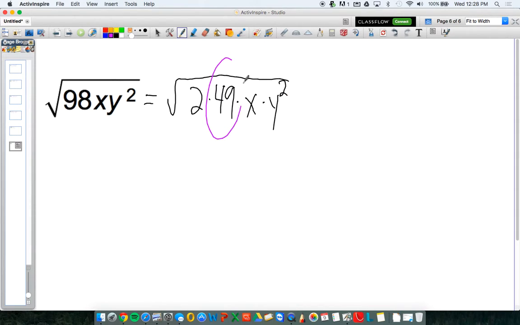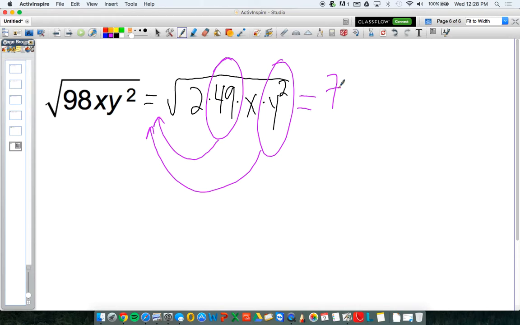So I'm going to circle the things that we can square root in here. We can square root 49, we can square root y squared. These are the 2 things that are going to come out and be on the outside. Everything else is going to stay under the radical. So let's see. The square root of 49 is 7. Y squared is y. And then we have 2 times x left in the radicand.